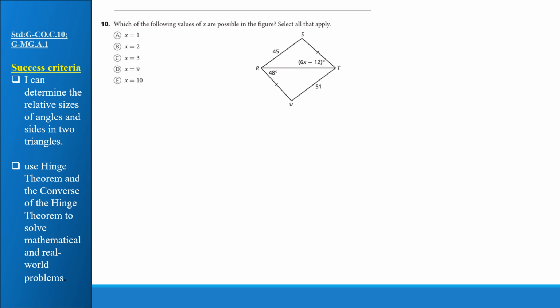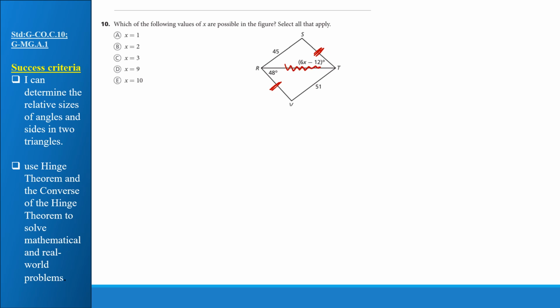Let's check out the last question. Which of the following values of x are possible in the figure? Select all that apply. Okay, so first of all you have to see very carefully the two triangles. This side RV and this side ST are congruent to each other. This side RT, they both are sharing, so they are congruent.